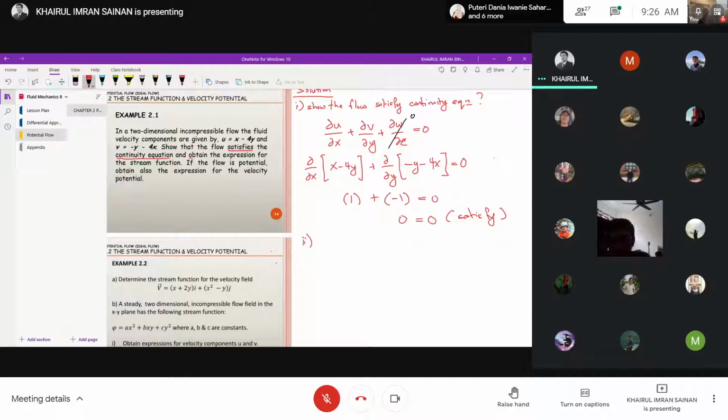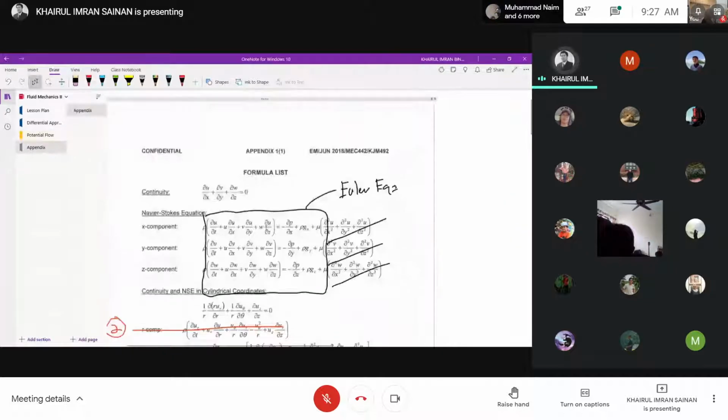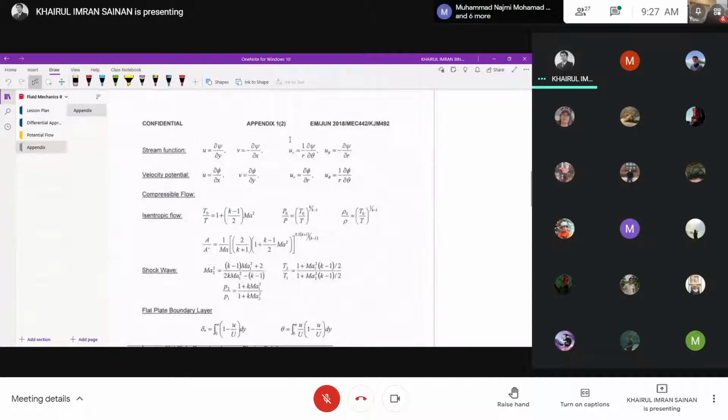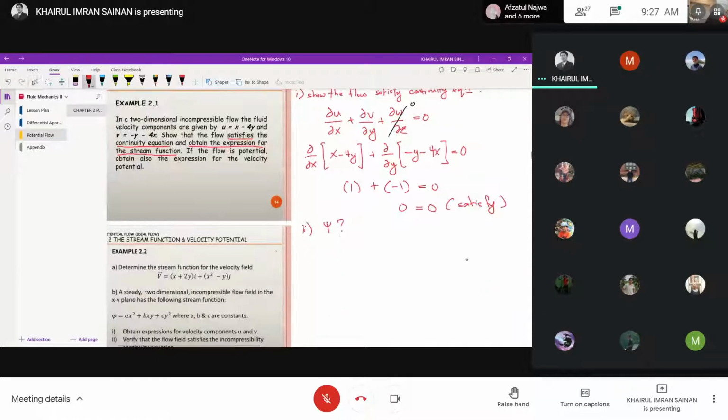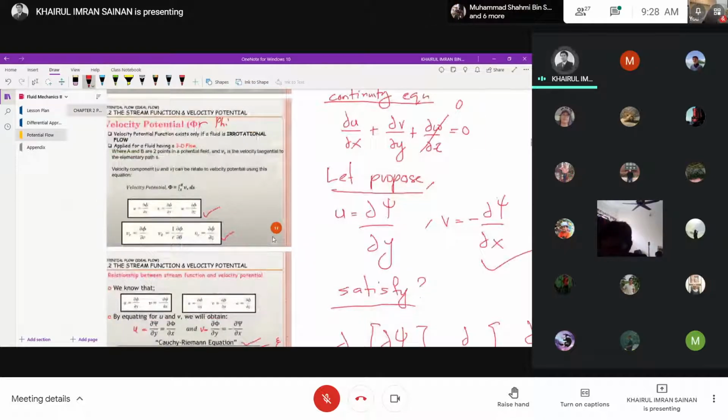Okay, number 2. Obtain the expression for the stream function. Right, so you have both u and v. Find psi. The stream function is given in the appendix for both Cartesian and cylindrical. So u equals del psi over del y and v equals negative del psi over del x.